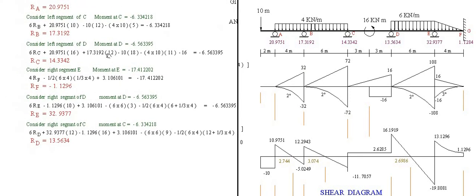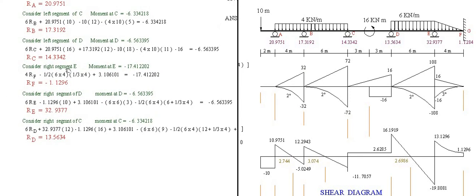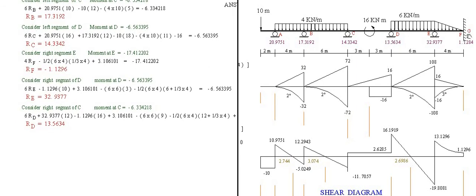We have only one unknown. Solve this by calculator. RC is 14.3342. Okay, so reactions RA, RB, RC are now known. We have now on the right 3 reactions. Okay, to solve RF, we cut section at E. Then consider the right segment EF.